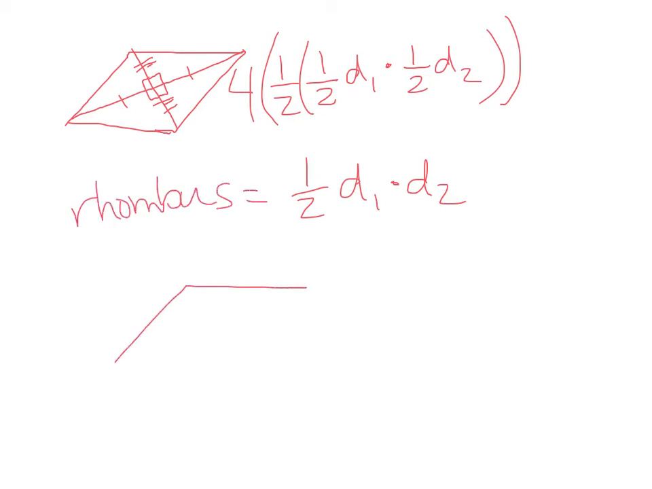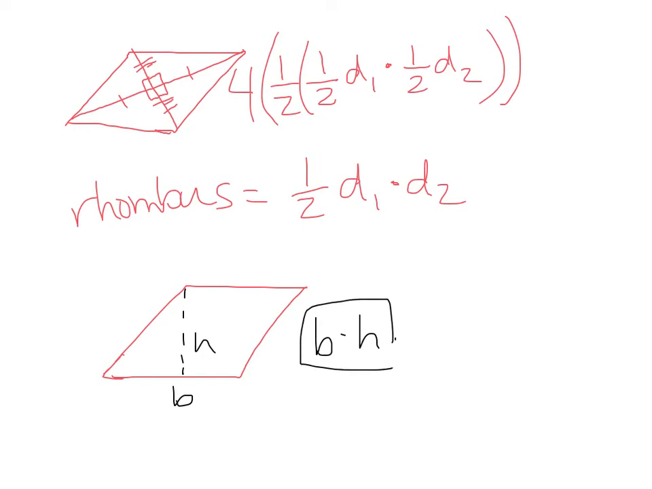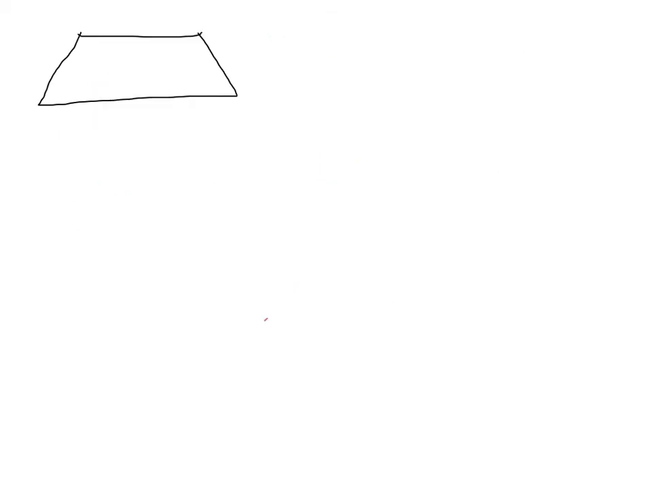Again, a rhombus is just a parallelogram. So if you had the height and the base, it's also base times height. Okay, so this is also true. This is just a special version, which will also work for a square, right? Because a square is a rhombus. Okay, the last shape we have is a trapezoid.